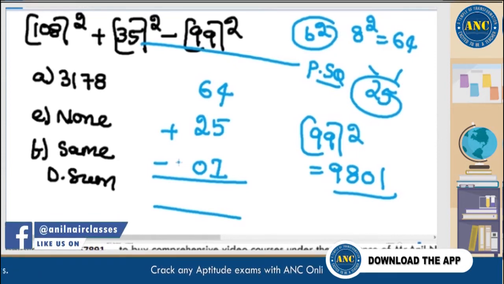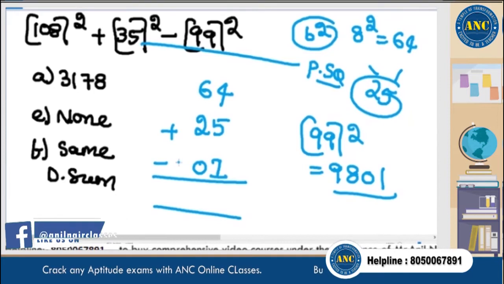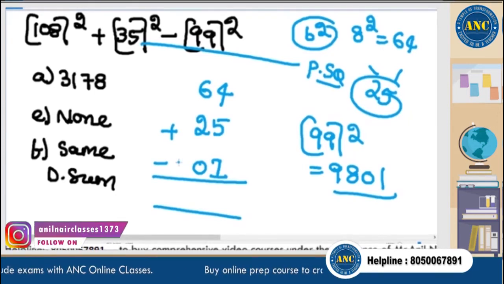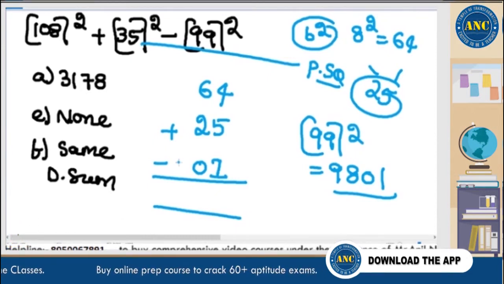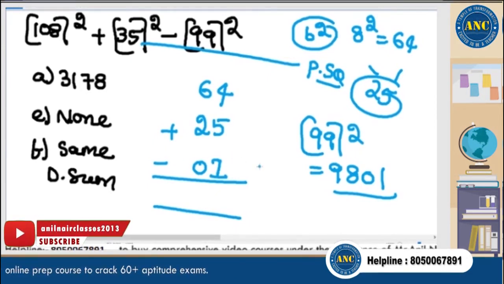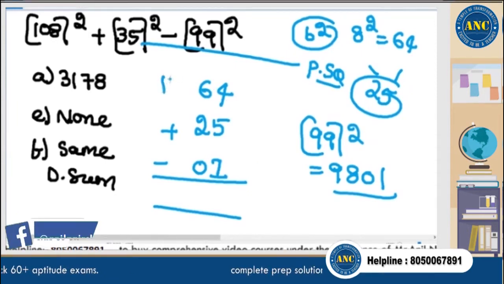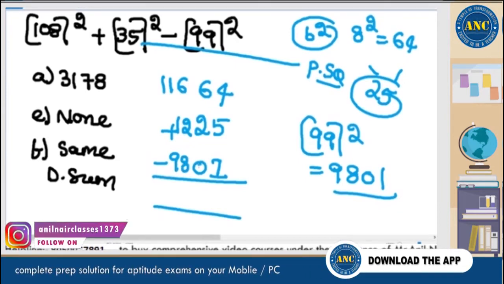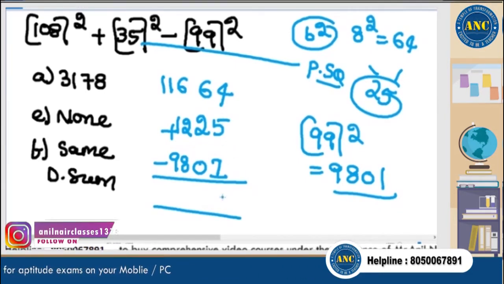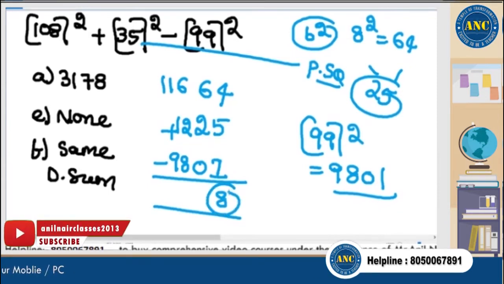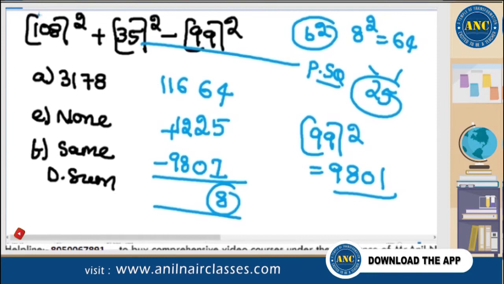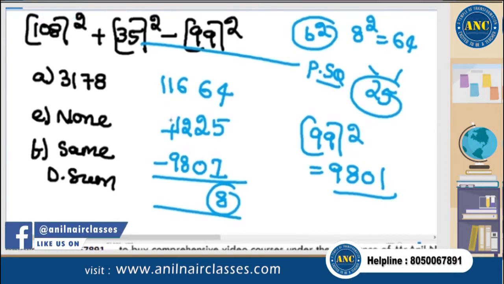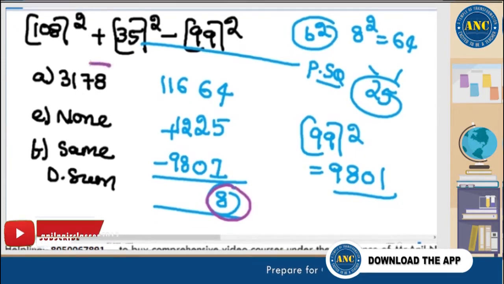I hope it is clear, right, sir? Any doubts? So what will be this value? 11664, then 1225, then 9801. The bigger number and the smaller number: 9 minus 1 is 8. Clear? So you can find out that the unit digit should be 8.